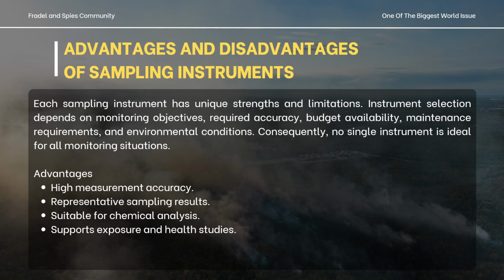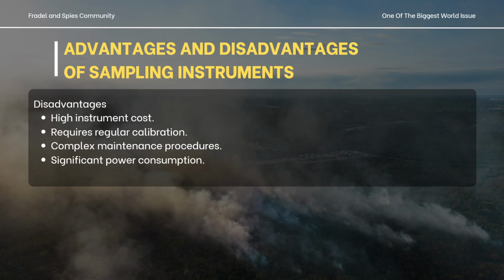fraction. For the advantages and disadvantages of the sampling instruments, each sampling instrument has unique strengths and limitations. Instrument selection depends on monitoring objective, required accuracy, budget availability, maintenance requirements, and environmental conditions. Consequently, no single instrument is ideal for every monitoring situation. The advantages are high measurement accuracy, representative sampling results, and suitability for chemical analysis and exposure and health studies. The disadvantages are high instrument cost, regular calibration requirements, complex maintenance procedures, and significant power consumption.